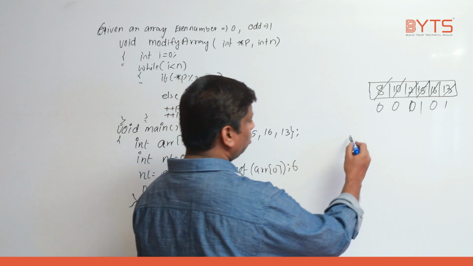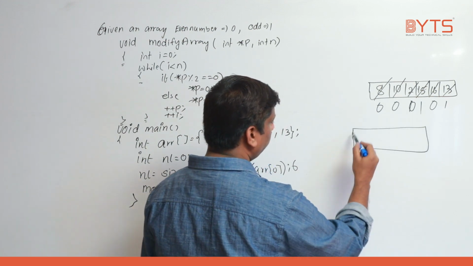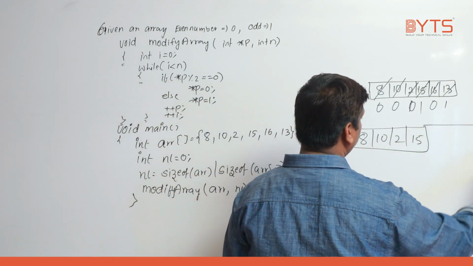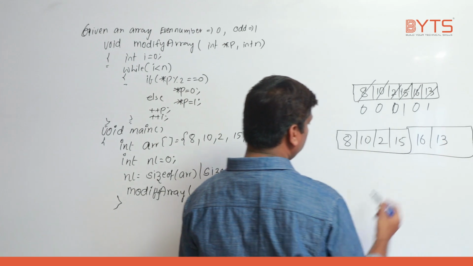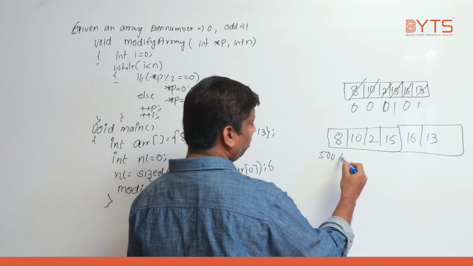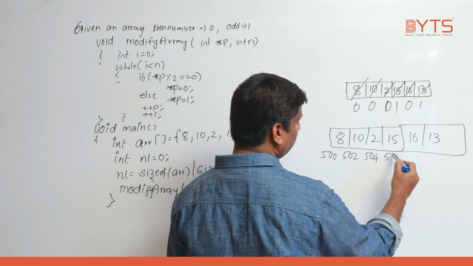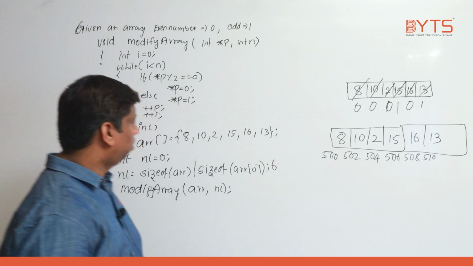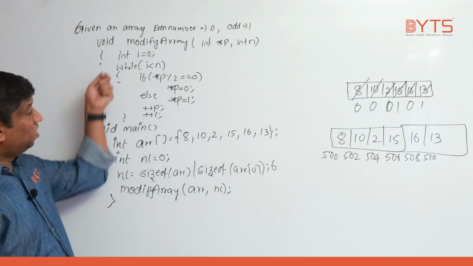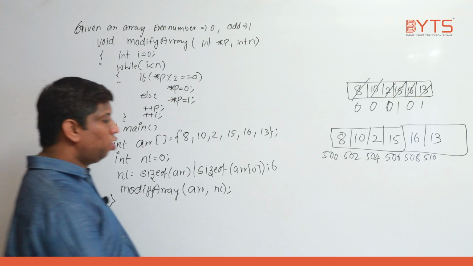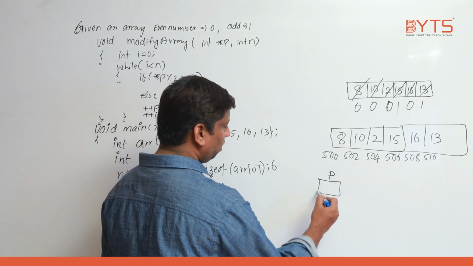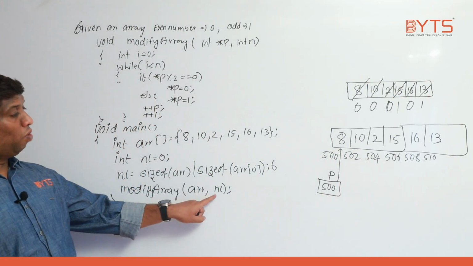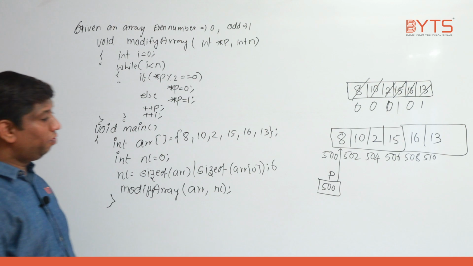See here, so this is my array. 8 is there, 10 is there, 2 is there, 15 is there, 16 is there, 13 is there, at addresses 500, 502, 504, 506, 508, 510. Well, so now we are going to see this program. First we are passing what? P value. What is the value of P? 500. It is pointing here. Next we are going to pass the n value. What is the value of n? Number of elements are 6. So n value will be 6.